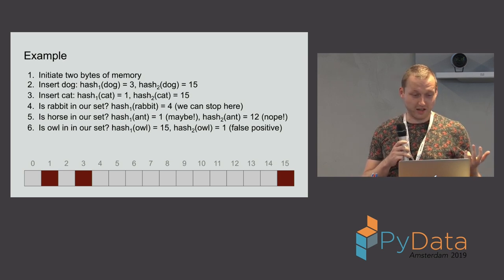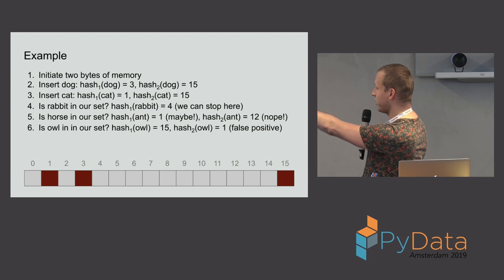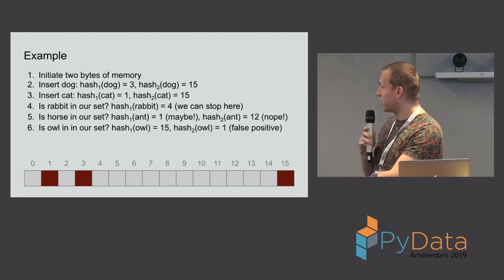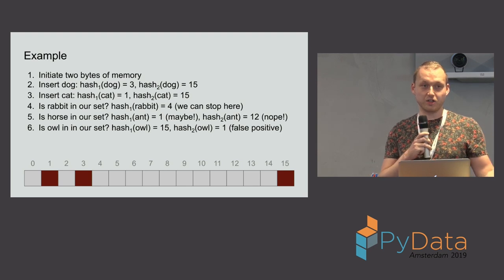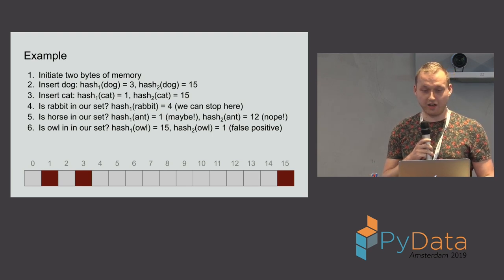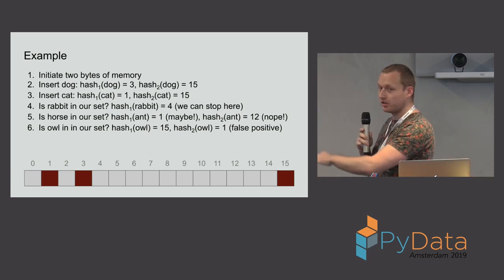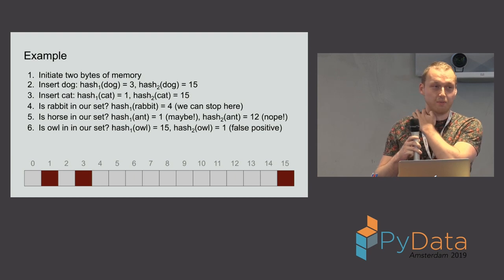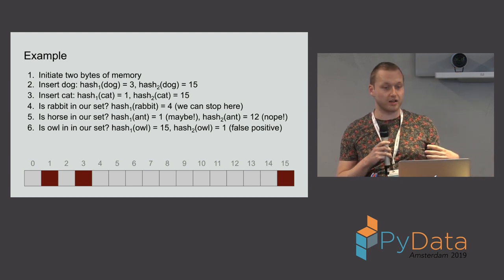And the third example, and that's the crucial one, if we hash the value of owl once, we get 15, hash it again, get a 1. So we would say, yes, owl is possibly in our set, but as you can see, it's a false positive because we never inserted this value in our Bloom filter. So that basically covers all the things that can happen when you're inserting data into the Bloom filter and then querying them back from it.